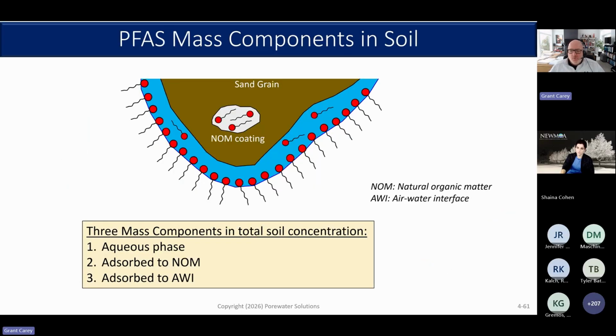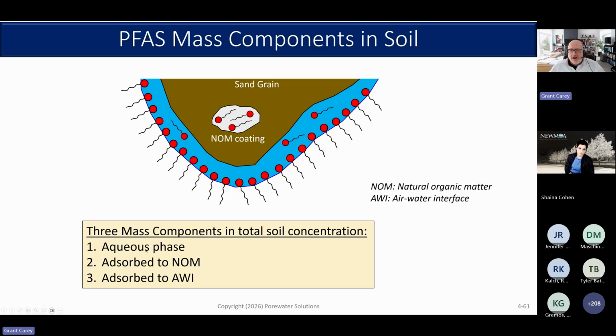So when we take a soil sample and it's measured in the lab, we're actually measuring PFAS mass across 3 compartments. We're measuring PFAS mass that, before the sample was taken, was in the pore water or in the aqueous phase. We're measuring mass that was absorbed to natural organic matter coating the soil particles, and we're measuring mass that was absorbed to the air-water interface.